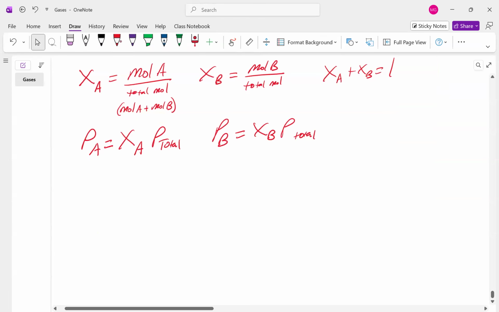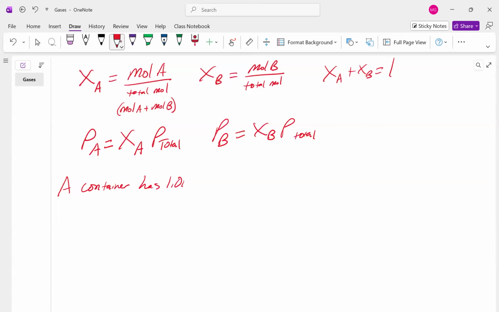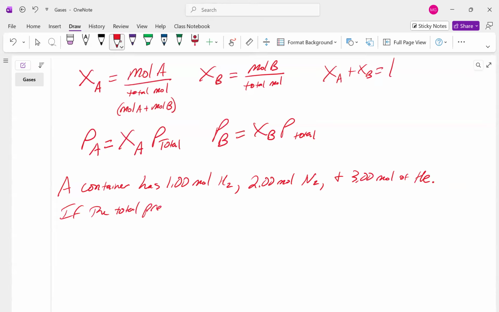So let's put this into practice. We have a container that has 1 mole of hydrogen, 2 moles of nitrogen, and 3 moles of helium. If the total pressure is 2.60 atmospheres, what is the partial pressure of each gas?